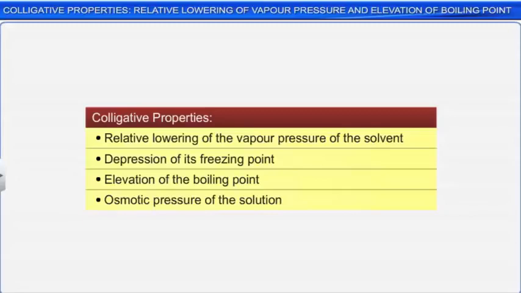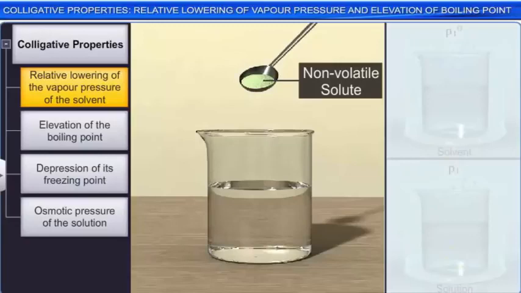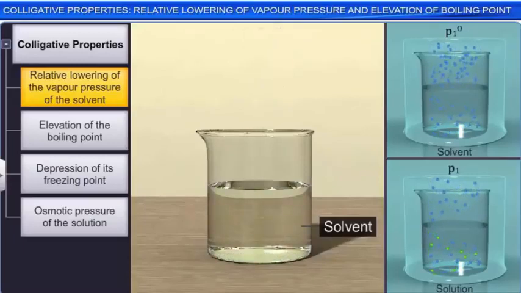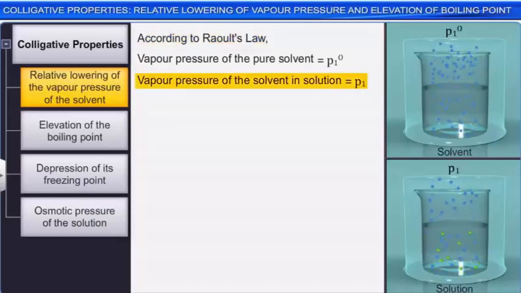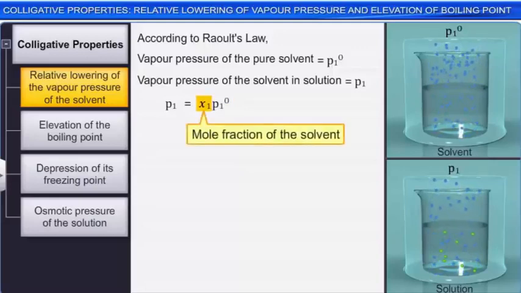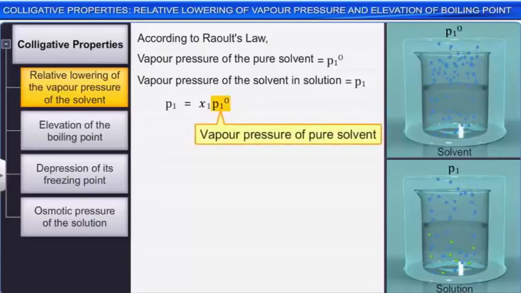Let us first discuss the relative lowering of the vapor pressure of the solvent. We know that when a non-volatile solute is added to a solvent, the vapor pressure of the solution decreases. According to Raoult's law, the vapor pressure of a solvent, P1, in a solution containing a non-volatile solute is given by P1 = X1 × P1°, where X1 is the mole fraction of the solvent and P1° is the vapor pressure of pure solvent.